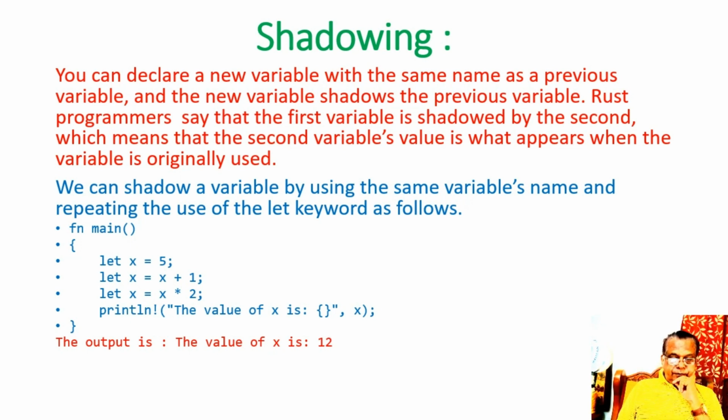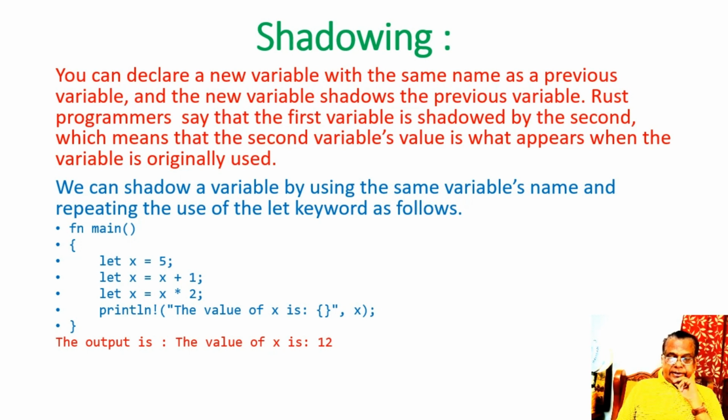Simple. We can shadow a variable by using the same variable's name and repeating the use of the let keyword as follows. See, the following is a very simple program in Rust. We will have more elaborate discussions on the mechanism of writing a program in Rust. For the sake of simplicity, you see that this is a very simple program. By looking at the code, you can understand each and every line.